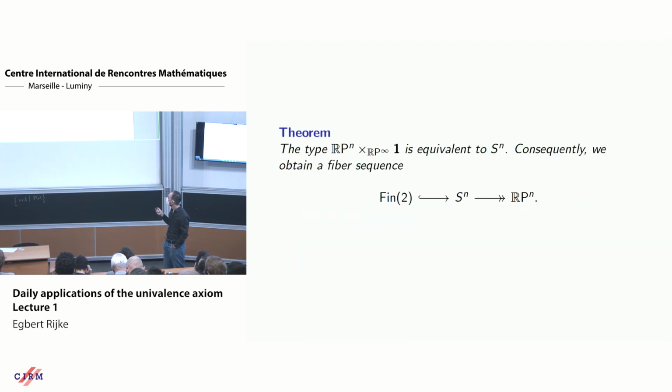What you can do for this RP^n is construct the usual fiber sequence that has total space S^n, and the fibers are Fin2. And this fiber sequence is just a fibration of antipodal points on S^n. So this is something you can prove using the descent property from higher topos theory, which is true in Univalent Foundations. And I think I'll stop here then.